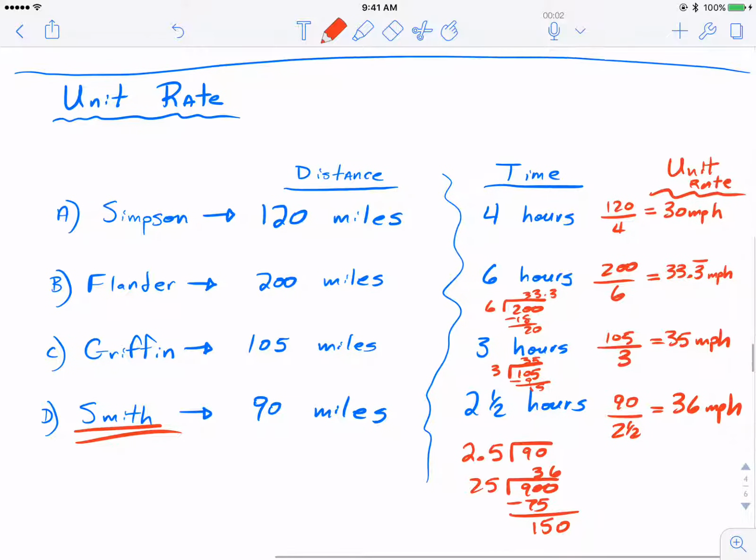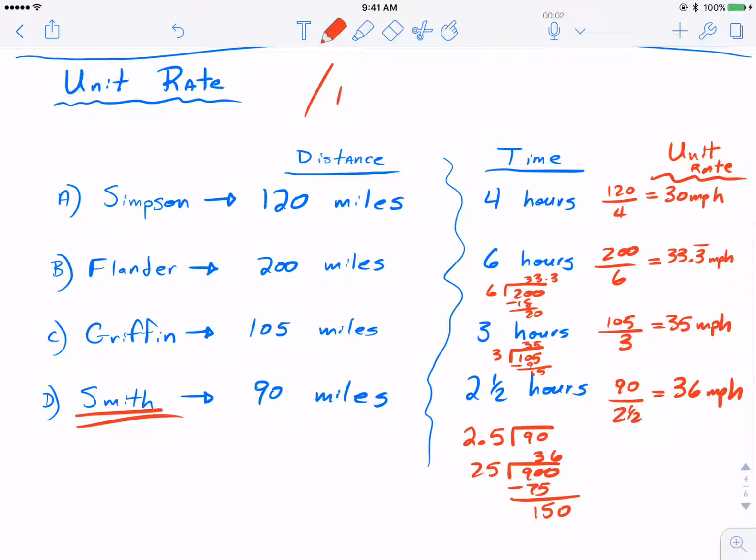So again, with unit rate, we're talking about comparisons or finding a denominator out of 1. Simply set up a ratio or a rate, a comparison of the 2 measurements, and divide. Be careful with lining up. If it's not organized like this, be careful that your units line up. Notice how we had miles up top and hours in the bottom in each case.